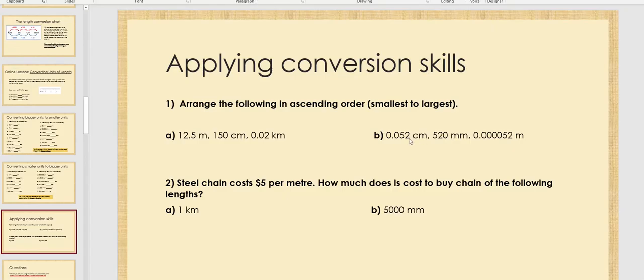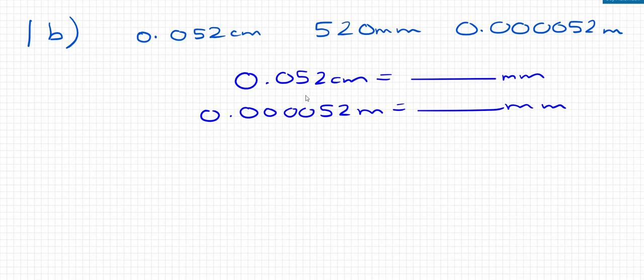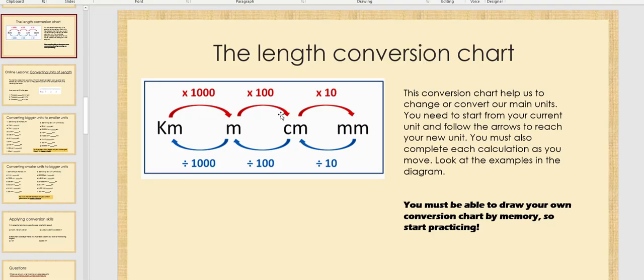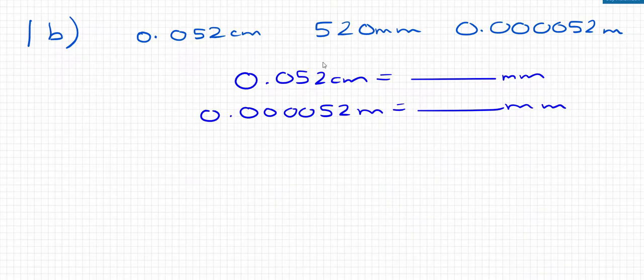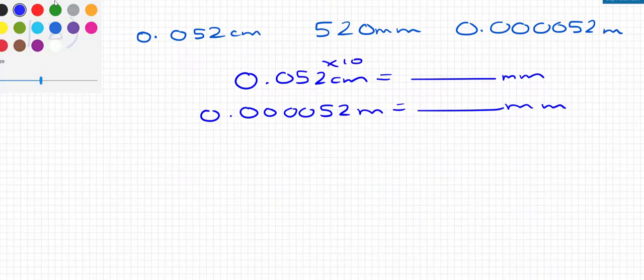Now with B, we are arranging these values. The smallest unit is millimeters, so I'm going to convert centimeters to millimeters and meters to millimeters. That will help me avoid decimals. Okay, so I'm converting my centimeters to millimeters. Let's do that one first. So centimeters to millimeters, just in case you have forgotten, we're going from centimeters to millimeters, times by 10. So I'll times that by 10.